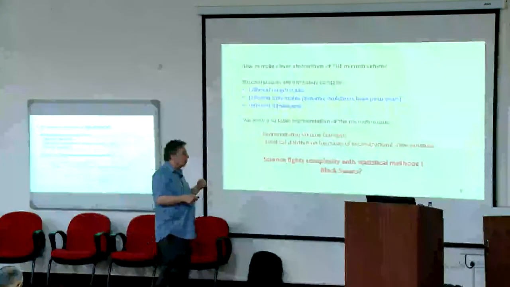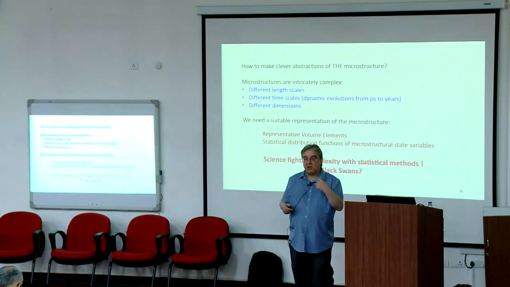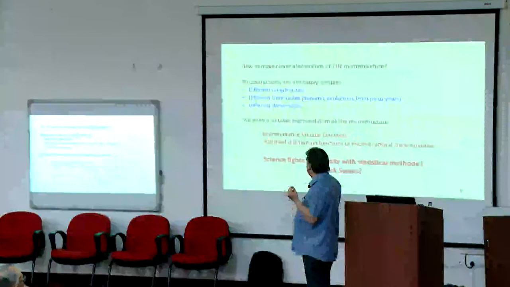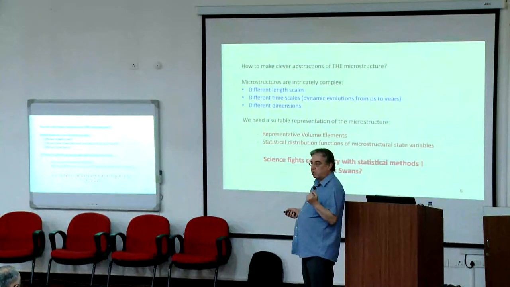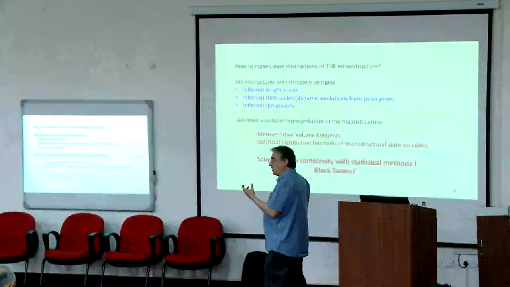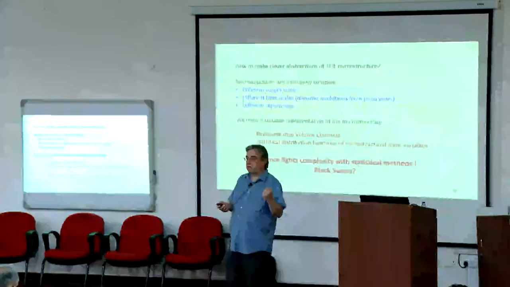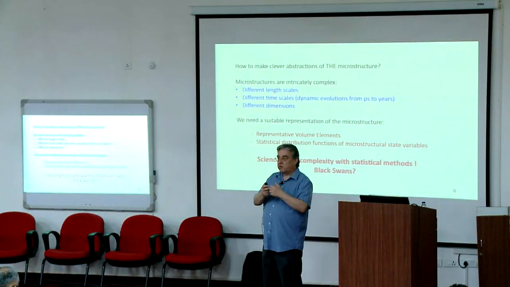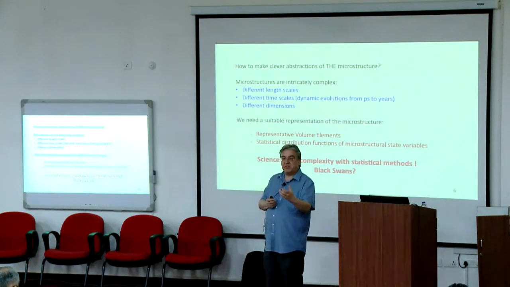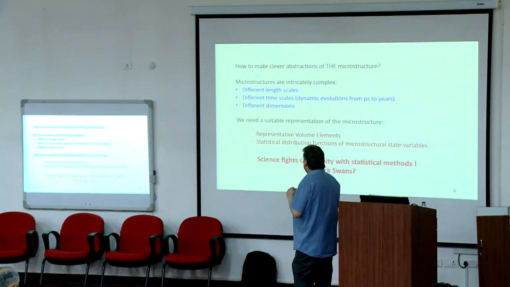We are going to choose, instead of the real microstructure, a model version of this microstructure. Nowadays people very often work with what are called representative volume elements. That is an assembly that extracts certain elements of the microstructure, a certain 3D volume that we consider to be representative for the entire microstructure. Okay? So this is one way of doing this.